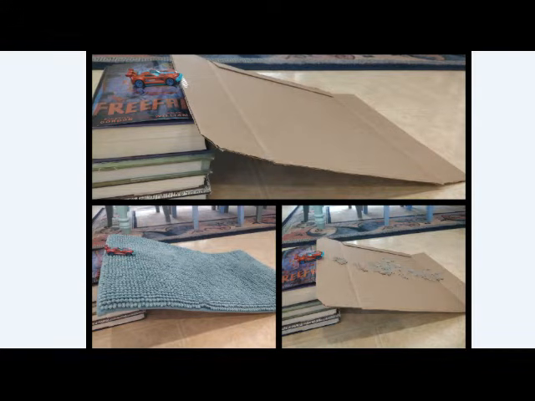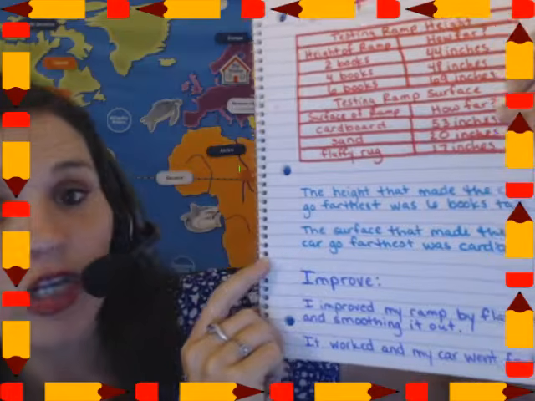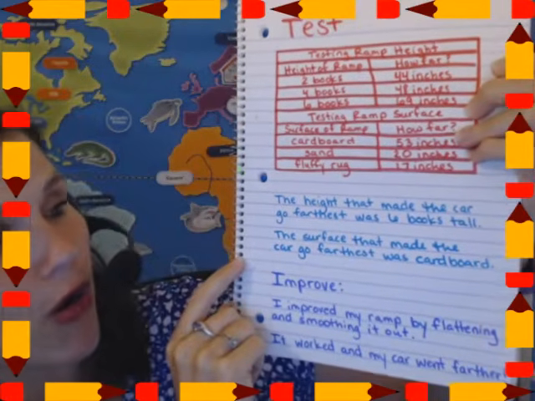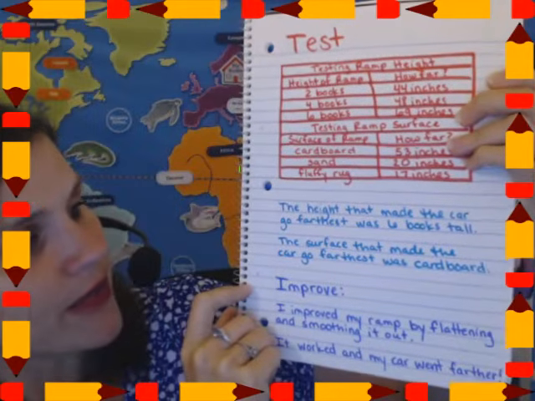So then I've got some information about my test, and you'll see that in your lesson in just a moment. I wrote, the height that made the car go farthest was 6 books tall. So my tallest ramp made my car travel the farthest distance. The surface that made the car go farthest was the cardboard. So I thought the cardboard was sort of just like a regular road would be for my toy car. So that was much better than the grassy rug and the sand or the dirt road that I also tested as well. All right, let's go back to your lesson and see what you'll do after your data table.